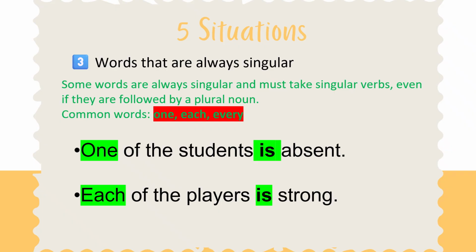Each of the players is strong. The same thing, we have a prepositional phrase, of the players. It looks like plural, but it doesn't matter here because our real subject is each. Each is singular, always singular. So we use the singular form of the verb be, which is.